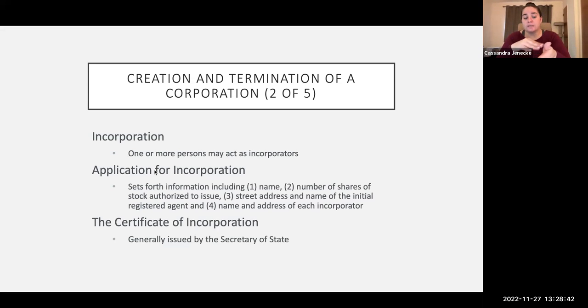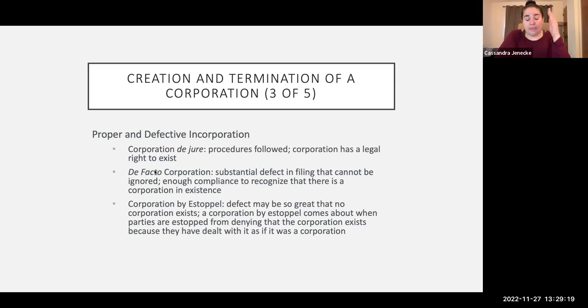So your application is going to set forth all of the required information here on your screen. So the name of the corporation, how many shares of stock are being issued, the street address of the initial registered agent. So that's going to be the person on file with the state that Joe Schmo, the rag man on the street, or his lawyer can look for the registered agent's information to know who to sue. And then the name and address of each incorporator. You will have a certificate of incorporation issued by your Secretary of State that allows you to operate. Now, as I mentioned, if you screw it up, we have lots of problems. So don't do that.